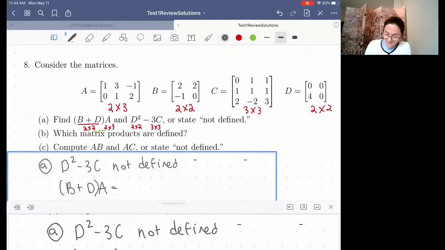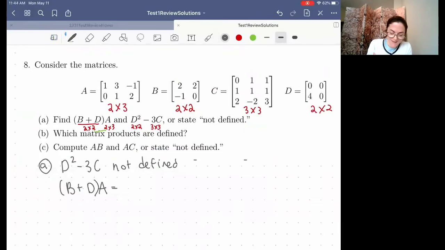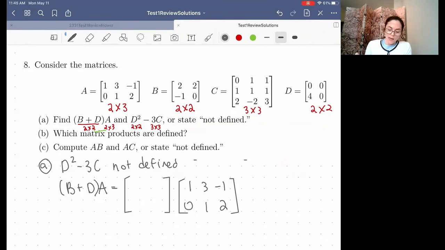Oh, let's see, maybe I'm going to have to multiply that and then write like this. Let us write, so I'm going to have a 2 by 2, and then I'm going to have a 2 by 3. I'll go ahead and copy A. A is 1, 3, minus 1, 0, 1, 2. And when I add B plus D, well, I get 2, 2, 0, 3.